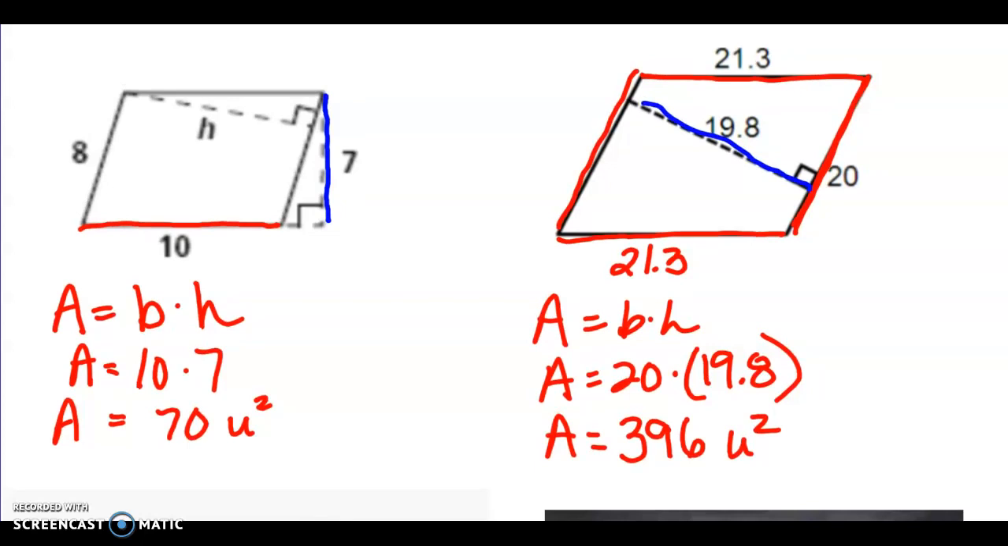Okay, so these 2 examples that I have here are very similar to what you guys did in 7th and 8th grade. So finding the area: the base on the first one was 10, the height was 7 because there's the 90. Multiply them out, we get 70. This example, 20 would be the base and 19.8 would be the height because our 90-degree angle is right here. So those 2 pieces that meet at that 90 are going to be your base and your height.